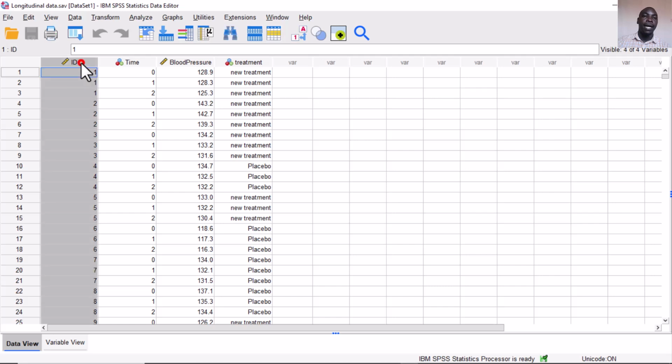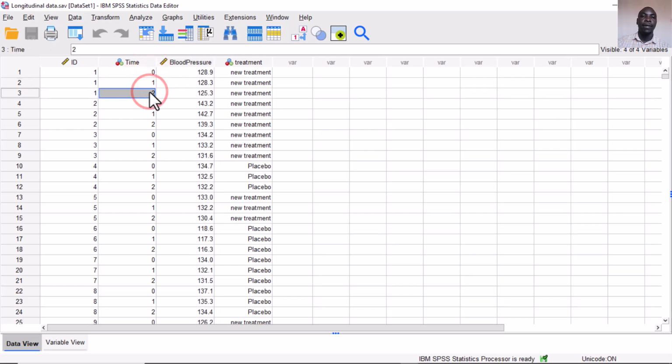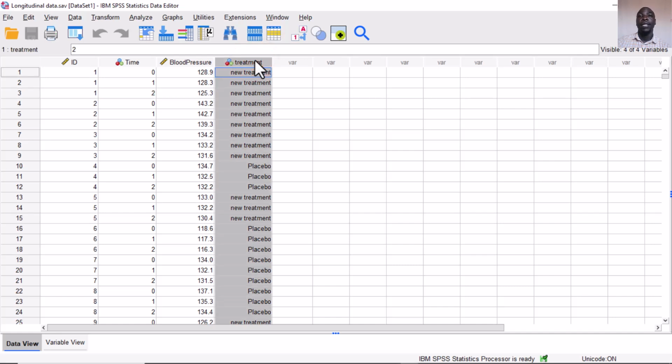In this data set, we have got ID, and for each, you can see that we have got 3 IDs, meaning this one participant has got 3 different measurements for the outcome called blood pressure, and then the different time points at which they were measured. Additionally, these people are receiving one of the 2 treatments, either a placebo or a new treatment. So we want to see whether this treatment is really having an effect on our outcome, which is blood pressure.